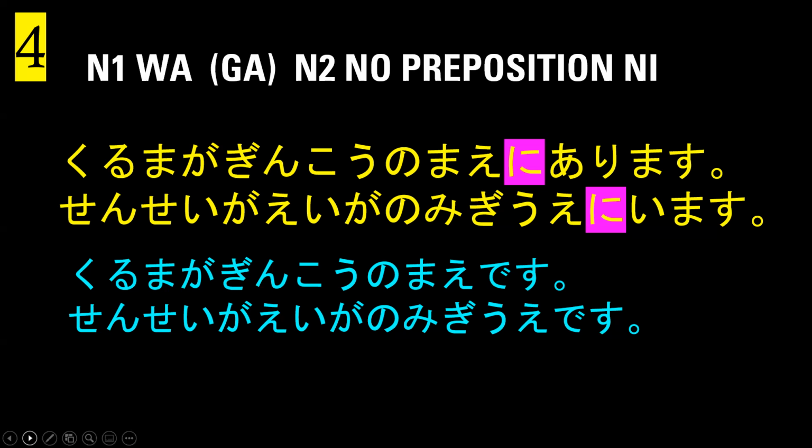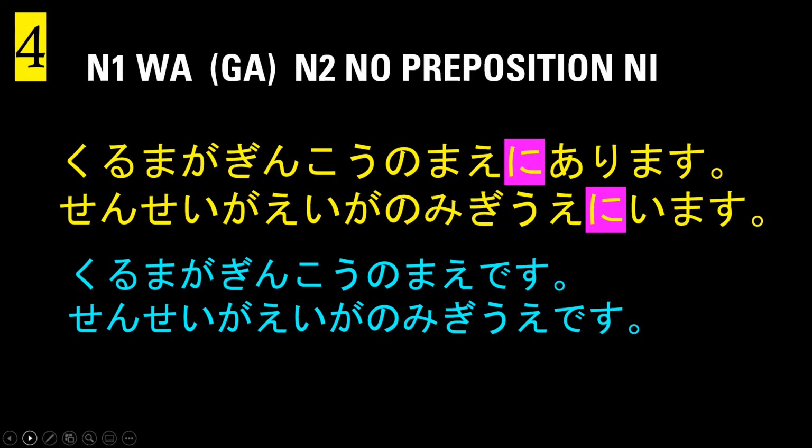Or you can simply say, both have the same logic, kuruma ga ginko no ue, or kuruma ga ginko no mae desu. So it has the same meaning with kuruma ga ginko no mae ni arimasu. Same lang siya. And of course, same thing with sensei ga eiga no migi ue desu. So it means to say it's the same thing. So ganun. So what do you notice?